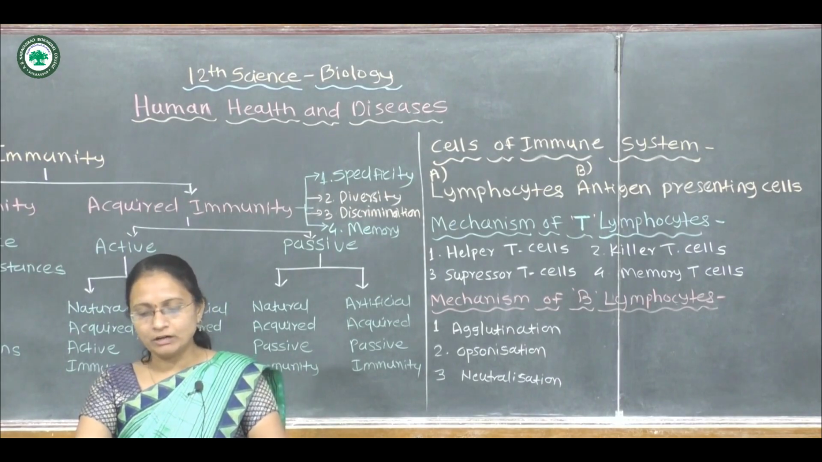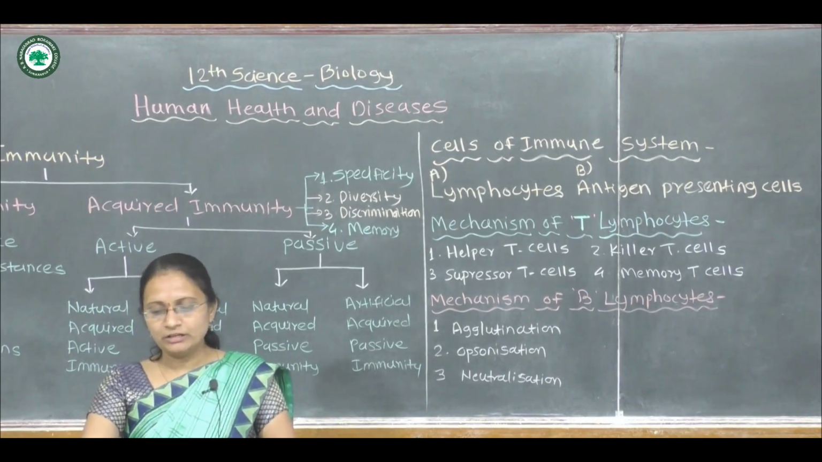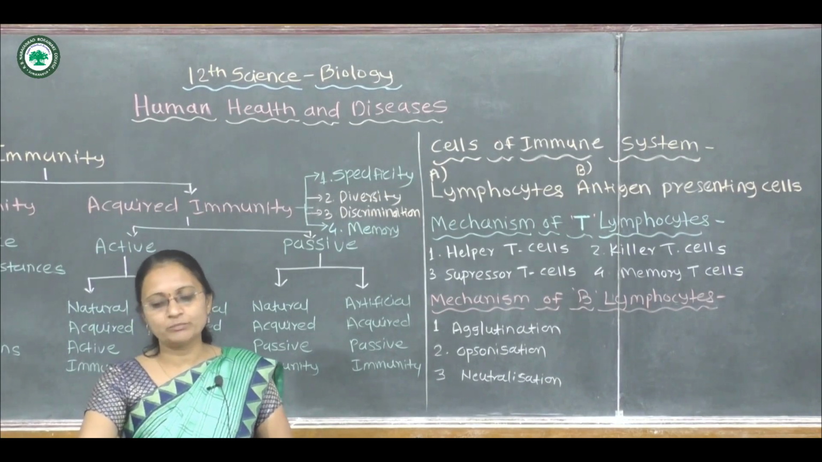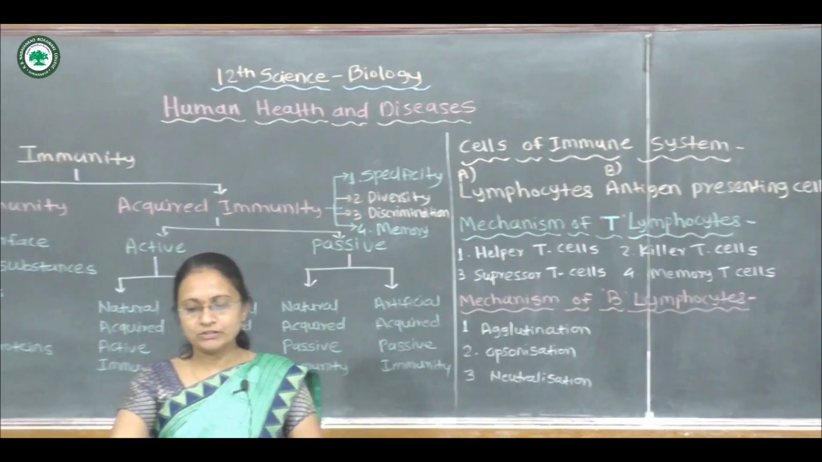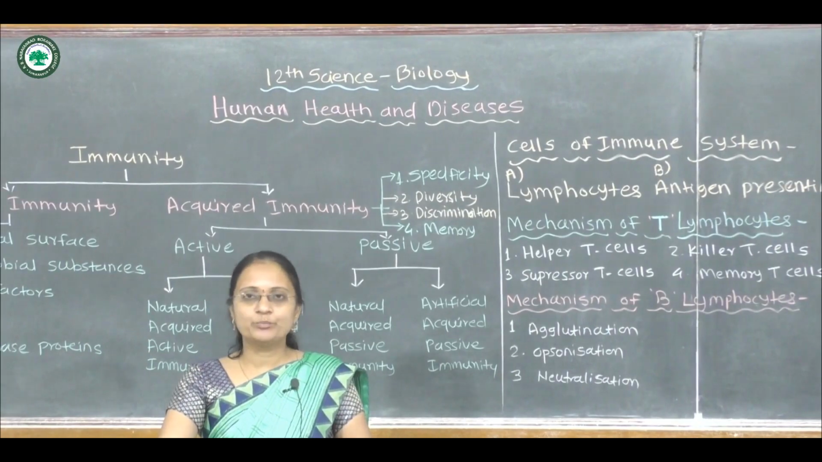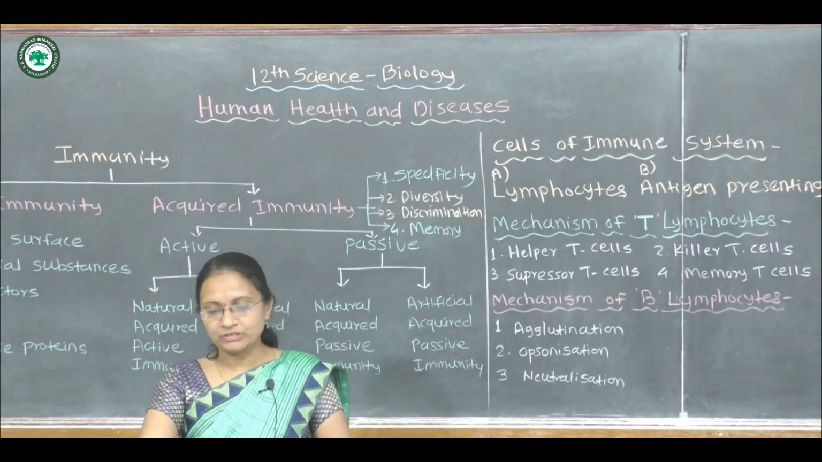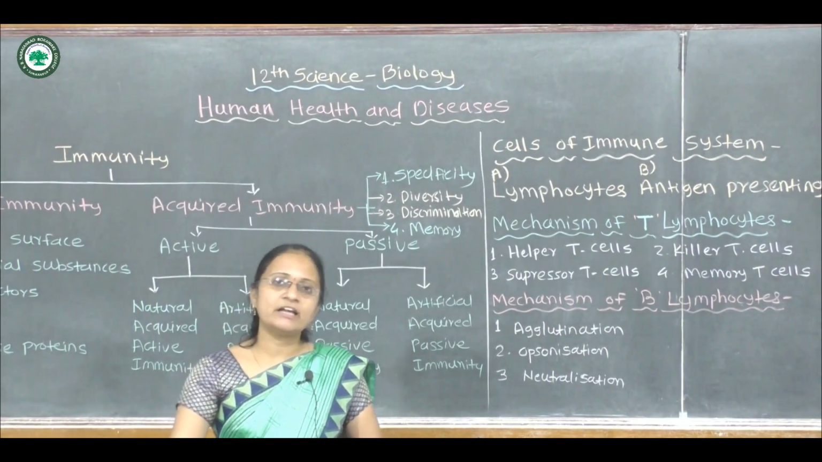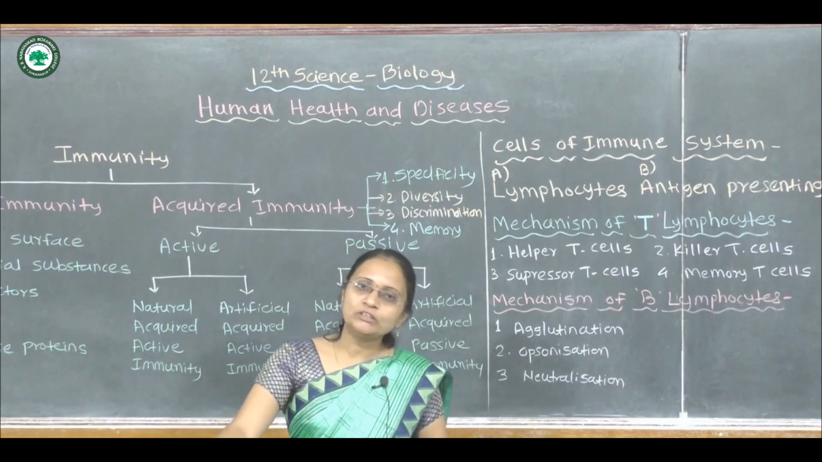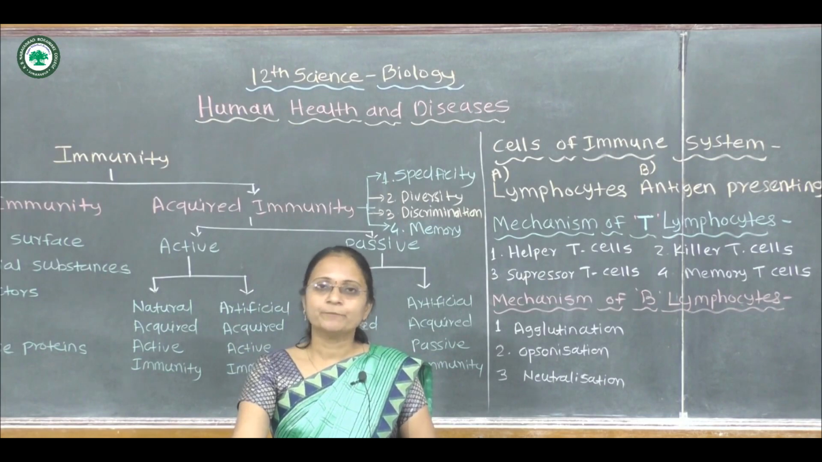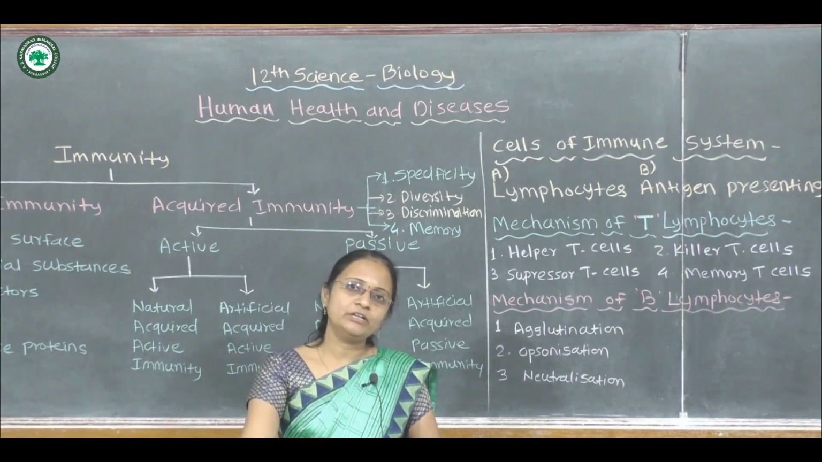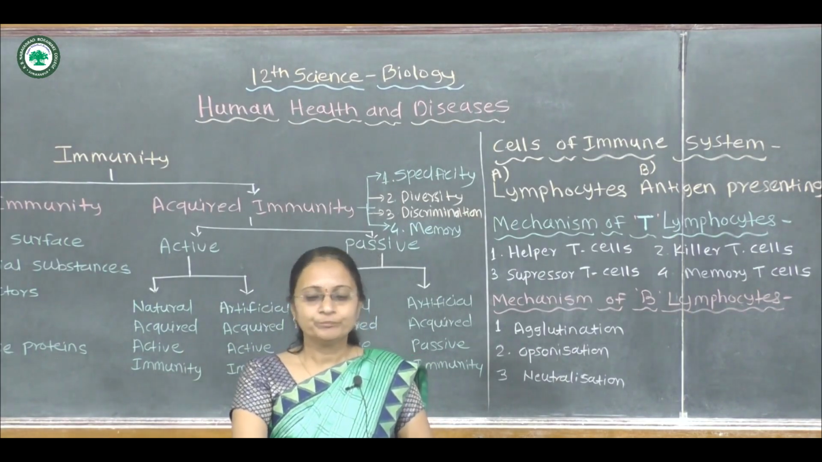Some of them undergo differentiation in the gut-associated lymphoid tissue, that is the tonsil and Peyer's patches, and they are called the bursal or B lymphocytes. The other cells get differentiated in the thymus gland, and they are called T lymphocytes. How do these T lymphocytes and B lymphocytes work?